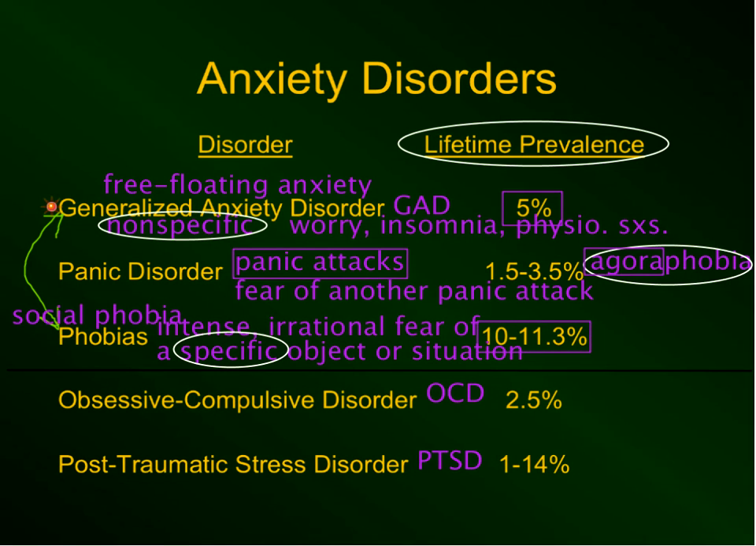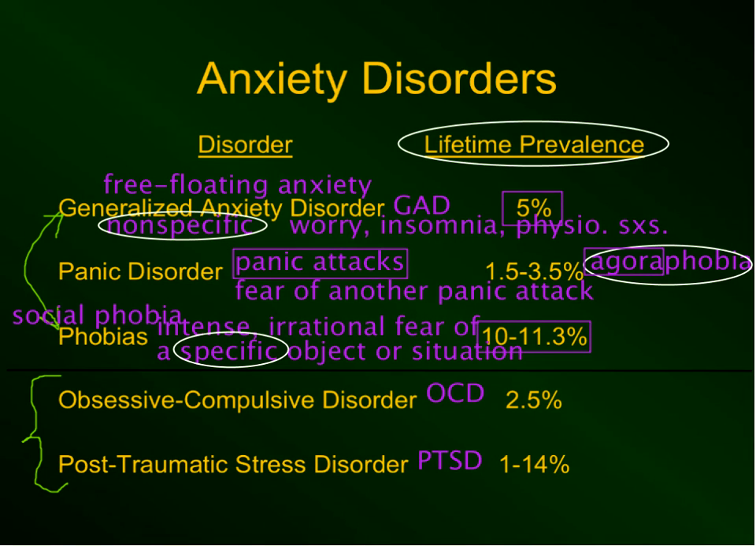Okay, so we've got GAD, panic, and phobias. Where we're going next on Tuesday is into a discussion of OCD and PTSD. Let me mention something about them here for a second. Not hugely important, but here's the deal. These two down the bottom within DSM-5 have actually been moved out of the anxiety disorder category. OCD now is in a compulsive disorders category. Post-traumatic stress disorder is now over in a stress-related category.